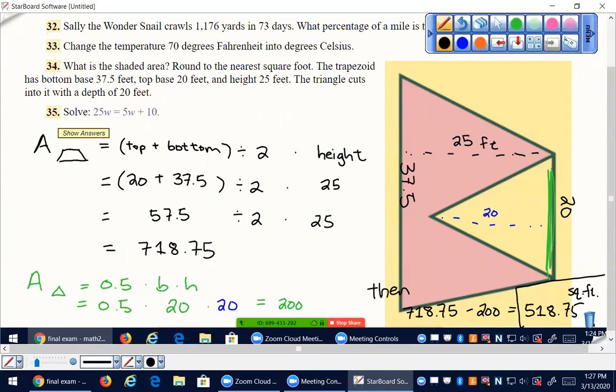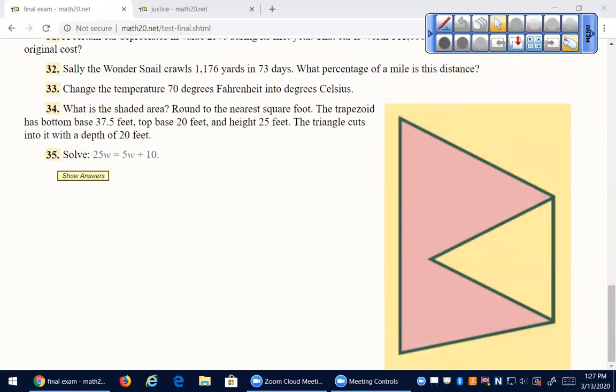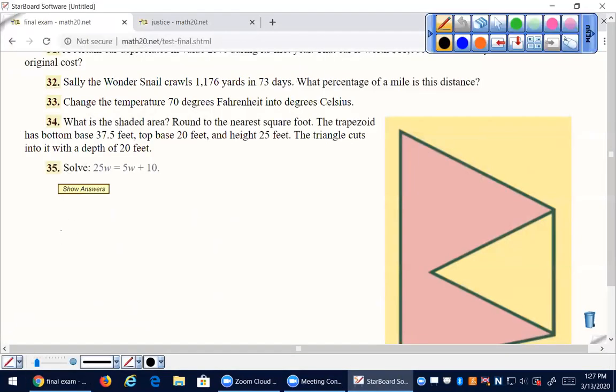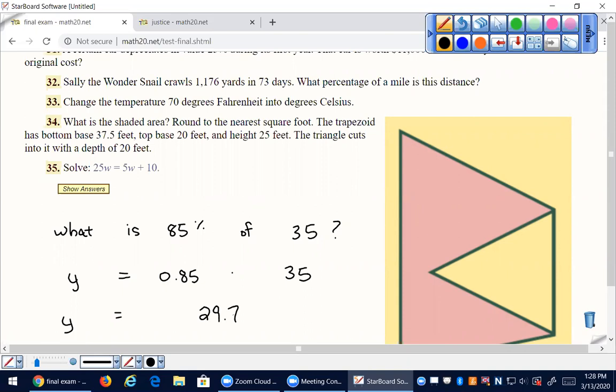Okay, how many do you have to do to get an A? Well, there's 35 problems, so you need 85% for an A. What is 85% of 35? So y equals 0.85 times 35. There's no dividing, I'm just multiplying the two things. So 29.75. So you have to get 30 right, or 29.